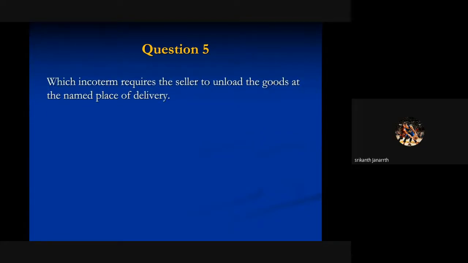Question number 5. Which Incoterm requires the seller to unload the goods at the named place of delivery? Unload the goods. DDP, DAP, DPU, CIP. Which term? Delivered duty paid, is unloading taking place? Or delivered at place? Or delivered at place unloaded? Carriage and insurance paid to? Which one is the answer? I think we learned a new Incoterm, DPU. The seller has to unload the goods, which is delivered at place unloaded. DPU is the answer, right?